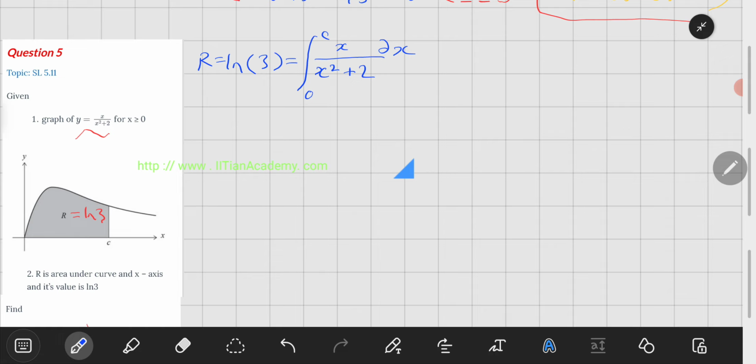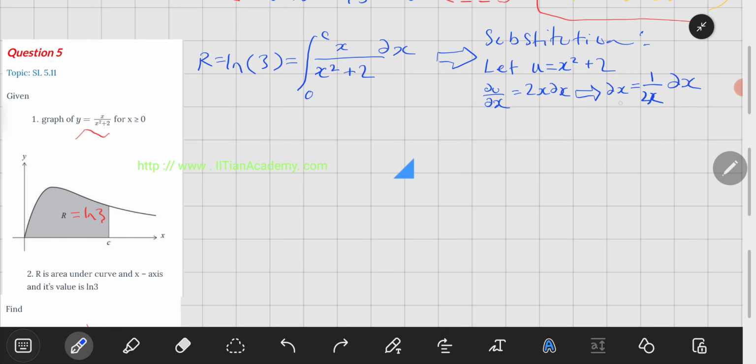Now to integrate this, we will have to use substitution, where we can let u equal x squared plus 2. Then when we take the derivative of this, du over dx becomes 2x. When we rearrange to isolate for dx, we get that dx is equal to du over 2x. And we must note that our upper and lower limits will also change. So when we evaluate, our upper limit u2 becomes c squared plus 2, and our lower limit u1 becomes 0 squared plus 2.